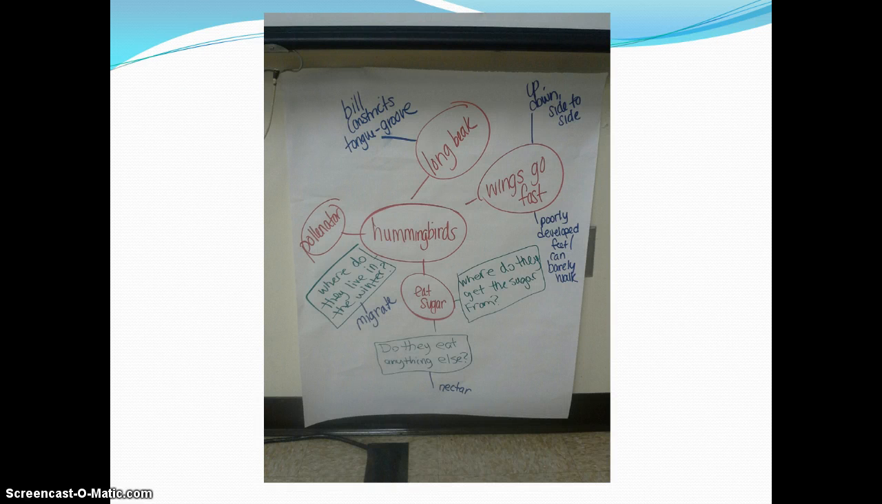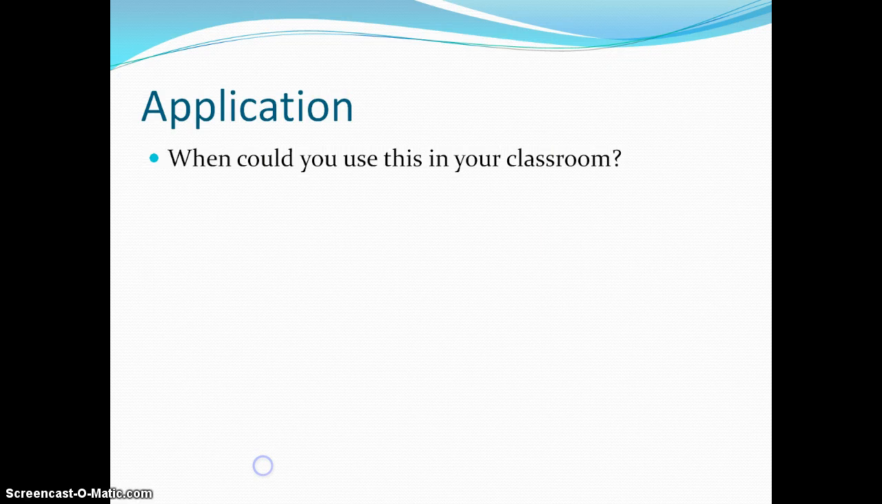Here's an example of what one could look like. In a professional development, the participants wrote everything they knew about hummingbirds in red. They came up with questions in green, and after the reading, they came up with the answers to the questions or new information that they learned about the hummingbirds in blue. It's a great way for you to see if there are any misconceptions or if there are still questions about the topic that haven't been answered.